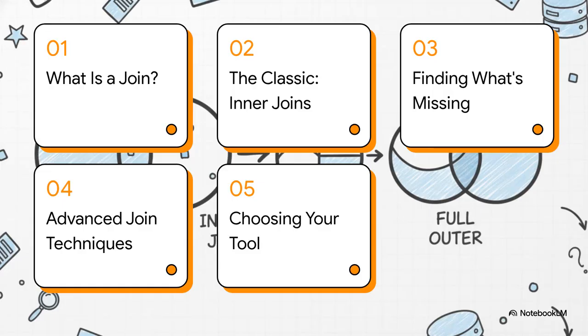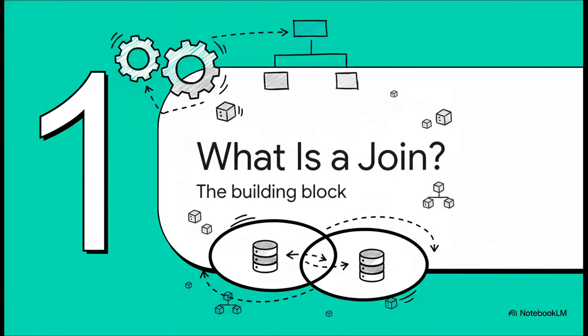So here's our game plan for today. First up, we'll nail down what a join even is. Then, we'll get into the real workhorse of SQL, the inner join. After that, we'll explore how to find what's missing using outer joins, touch on a few advanced, kind of specialized tools, and then wrap it all up with a simple guide to help you pick the right join for the job every single time. All right, let's start at square one.